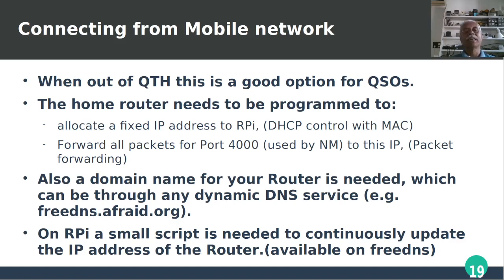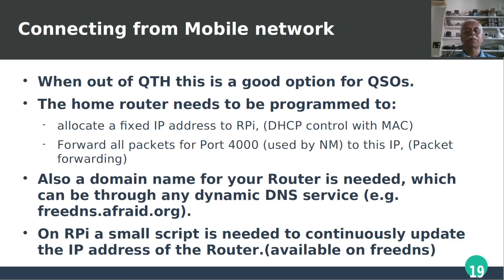So, when you are outside your QTH and connecting through a mobile network, any request coming from your mobile phone to your router will be directed to the Raspberry Pi. You also need to create a domain name for your router, which you can do by using some dynamic DNS. For example, I am using a free DNS service, which is very good actually, freedns.afraid.org. There all the simple tricks are given for how you can create a domain name for your router. Of course, they have some fixed names, so you can choose one of those names which are available.